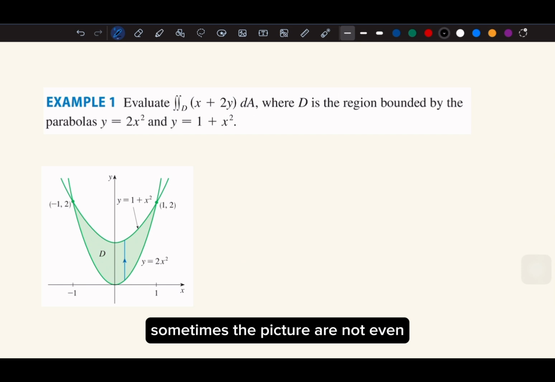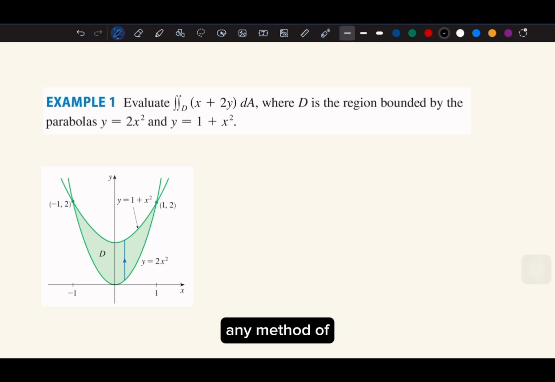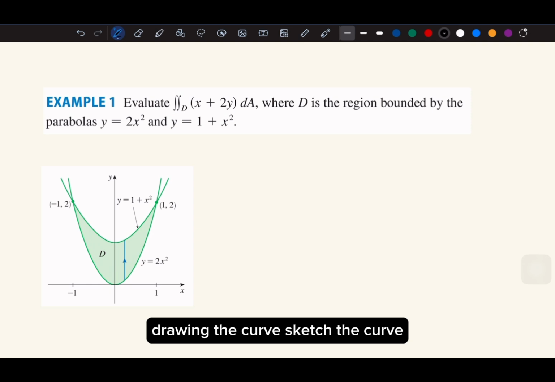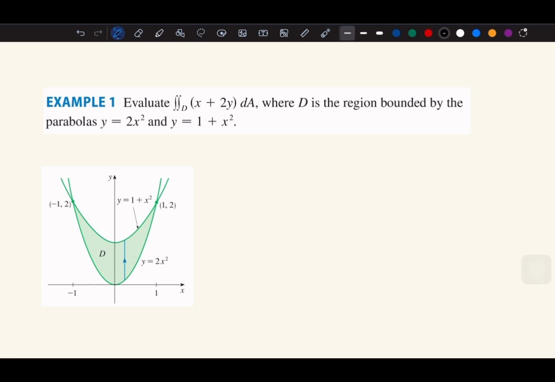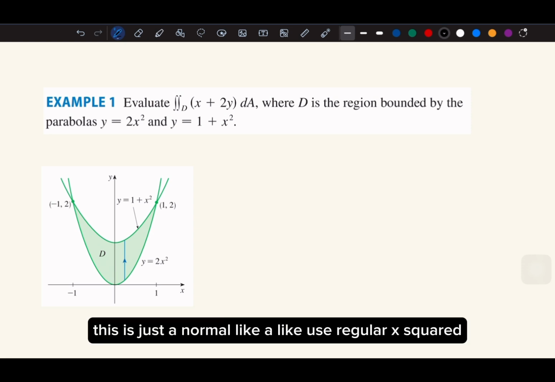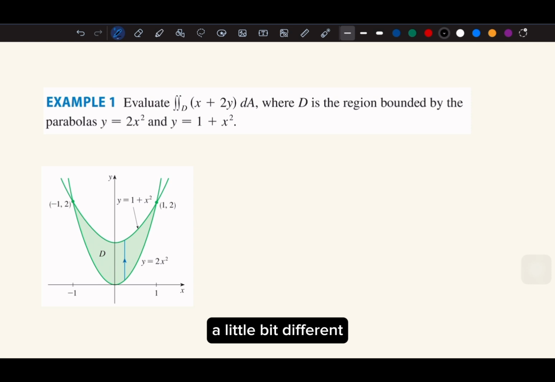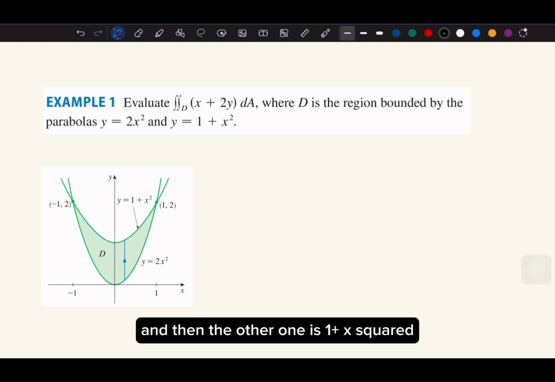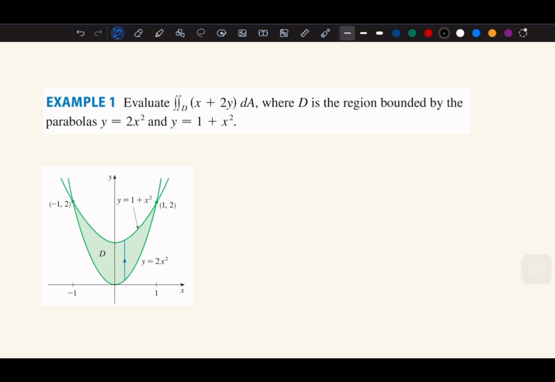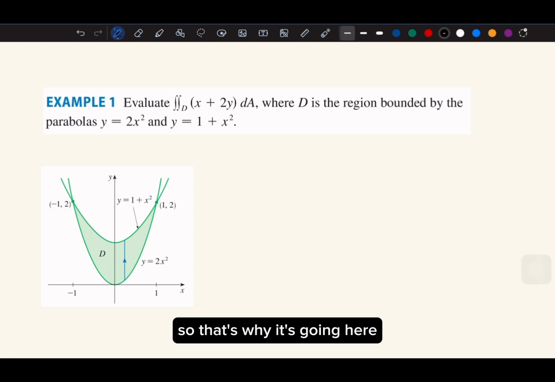Sometimes the picture is not given, so you need to use any method of drawing, sketching the curve. 2x squared is easy to imagine. It is just the regular x squared, but multiplied by 2, so the scale is a little bit different. The other one is 1 plus x squared, which is x squared moved 1 unit up. So that's why it's going here.